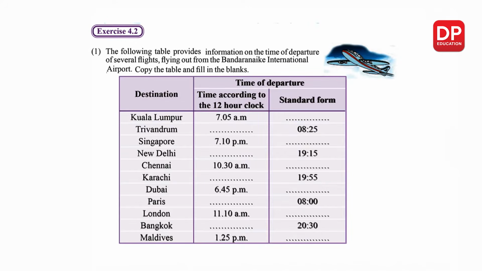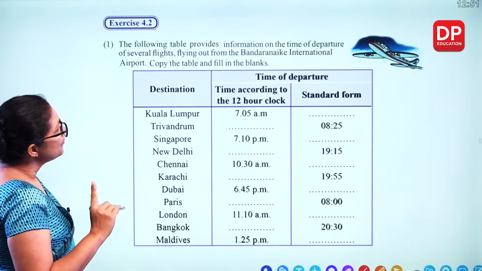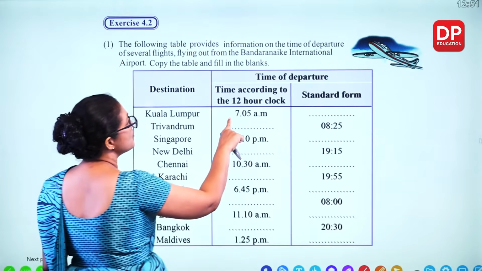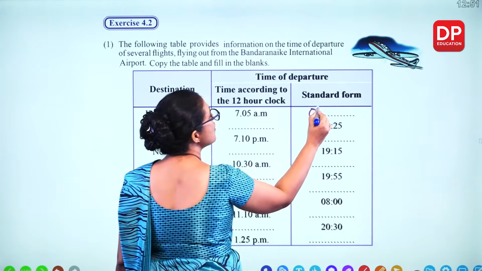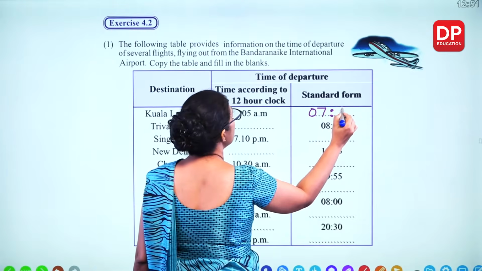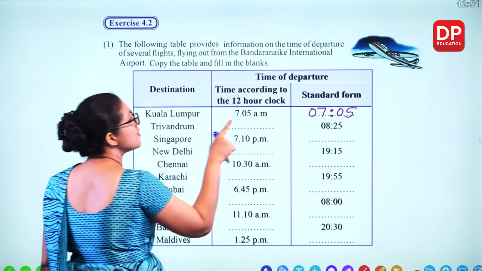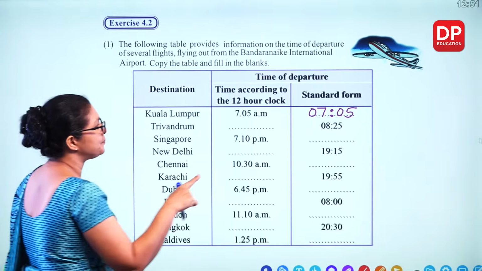Exercise 4.2. The following table provides information on the time of departure of several flights flying out from Bandaranaike International Airport. Copy the table and fill in the blanks. You are asked to write in standard form. So 7:05 a.m. you can straight away write 7 hours and 5 minutes.